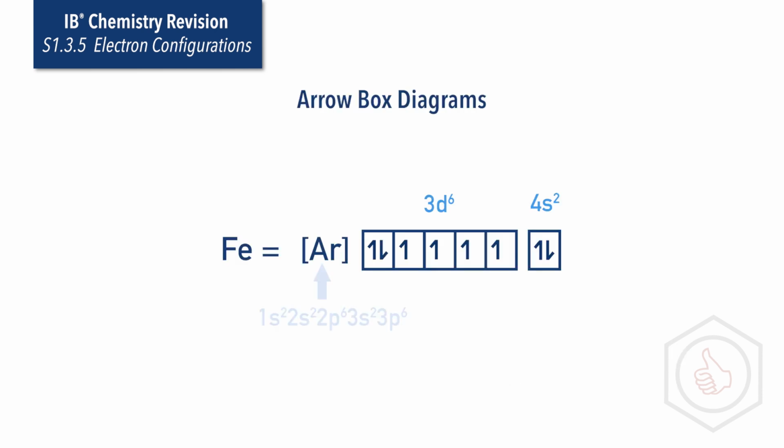Arrow-in-box diagrams can be used to show how orbitals are filled and their relative energies. Each box signifies 1 orbital, and each arrow 1 electron in the orbital.